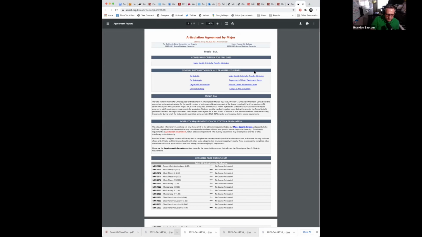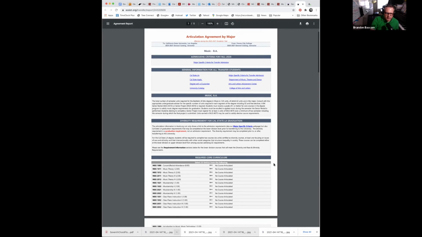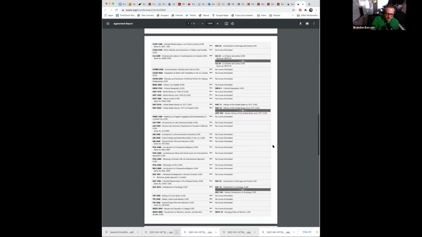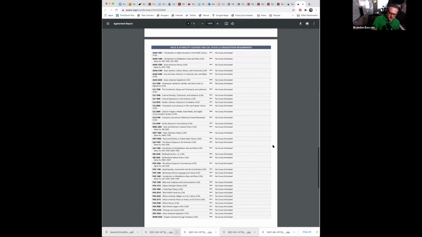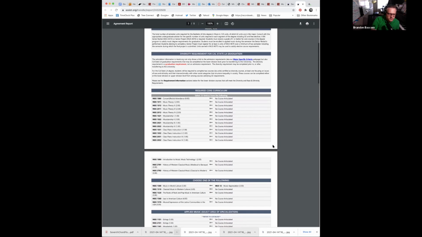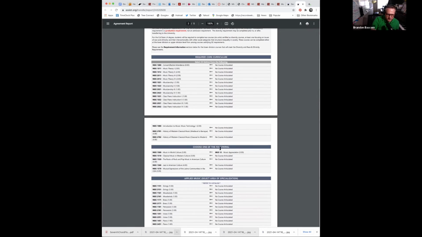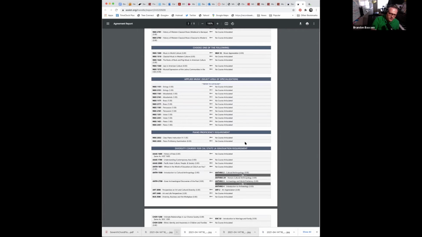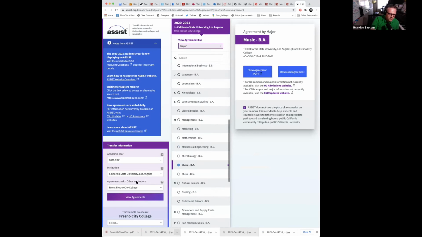I'm going to say music's my major. On the left is everything at CSULA. On the right is everything at Fresno City College. So on the right, it will tell you if you take this class at Fresno City College, it will count for this course at CSULA. CSULA doesn't like us. Wow. Nothing's hooked up with them except for Music Appreciation. I bet you that's not true, that this agreement's just old and outdated, because we've had kids that have gone there and they've done better than that. I'm going to change it from CSULA to CSU Northridge.